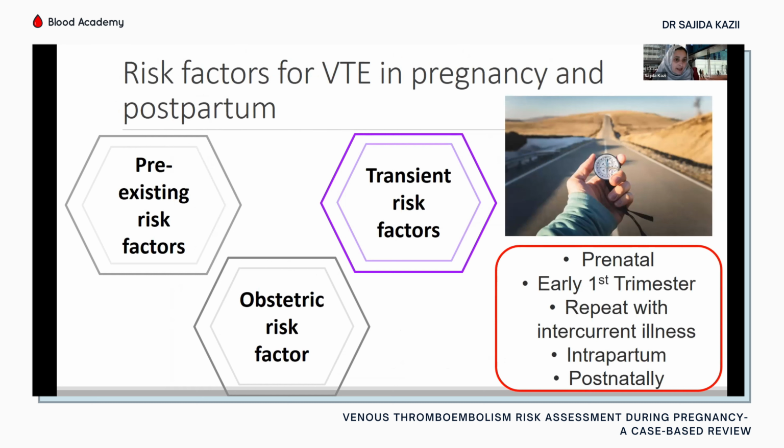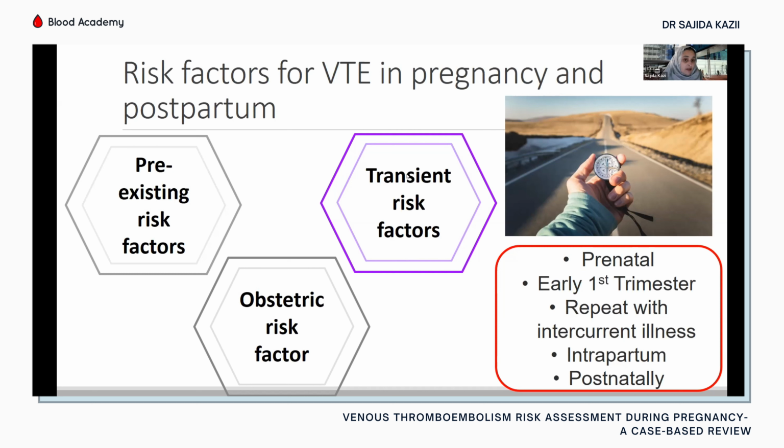So risk factors for VTE in pregnancy and postpartum period. You can have pre-existing risk factors, for example, previous history of unprovoked venous thromboembolism, hereditary thrombophilias, family history, other medical conditions. There can be obstetric risk factors, for example, if they're admitted during pregnancy, dehydration, hyperemesis, preeclampsia, postpartum blood loss, are some of the obstetric risk factors, and there can be transient risk factors.